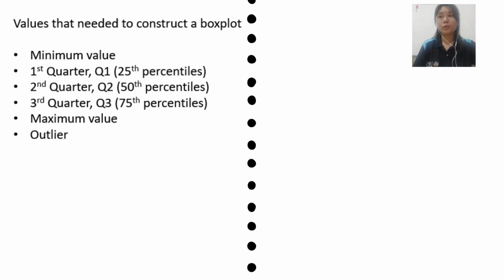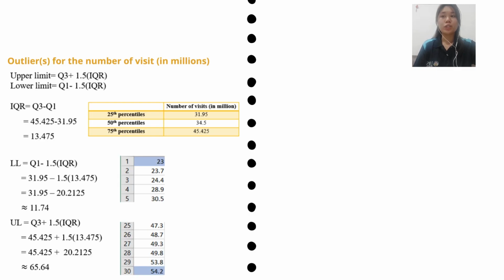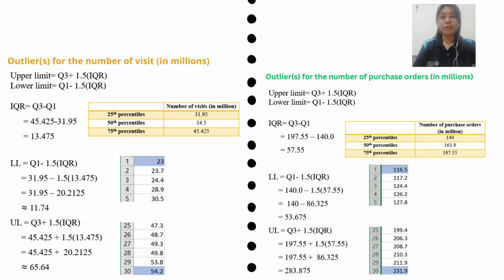Before constructing a box plot, we have to know the following values: the minimum value, quartile 1, quartile 2, quartile 3, maximum value, and outliers. To check whether there is an outlier or not, we have to calculate the upper limit, lower limit, and the interquartile range. From the calculation, we can know that the lower limit for the number of visits is 11.74 million, while the upper limit is 65.64 million. However, the minimum value for the number of visits is 23 million, while the maximum value is 54.2 million. It means that there is no outlier. There is the same method to figure out outliers for the number of purchase orders.